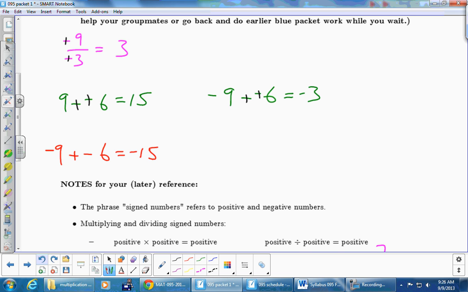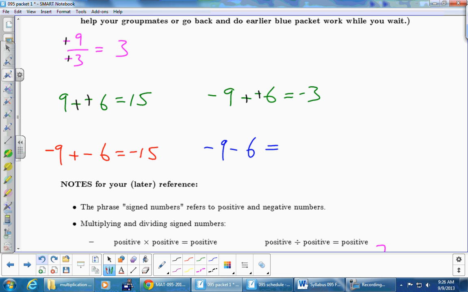Let's take a look at one more of these. I'm going to do number 2, -9 minus 6. One technique, and again, I'm not forcing you to use this technique, but one technique is to turn every subtraction problem that you see into an addition problem.